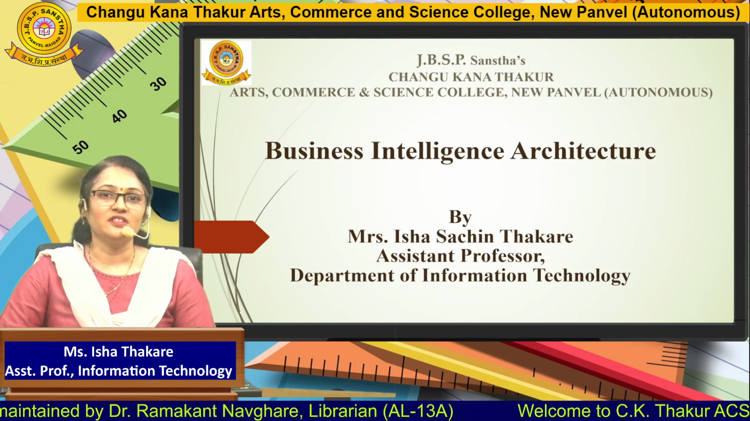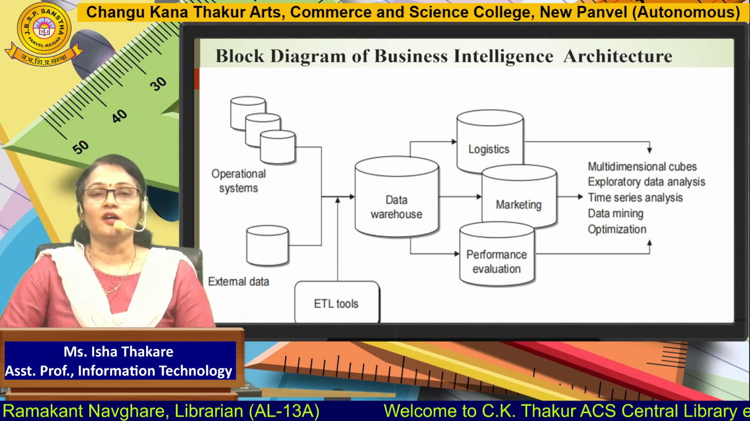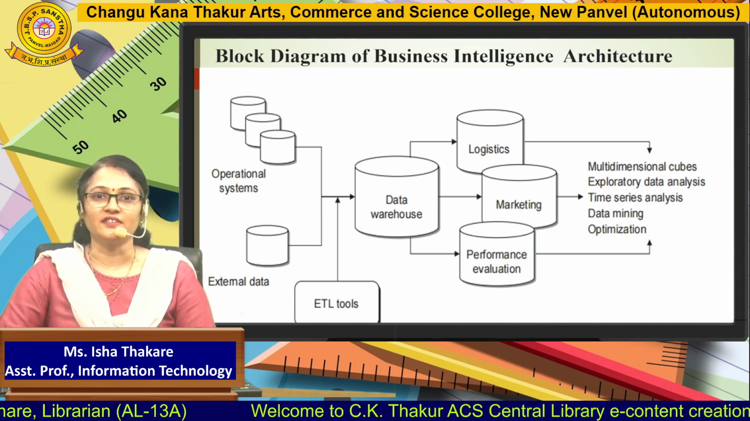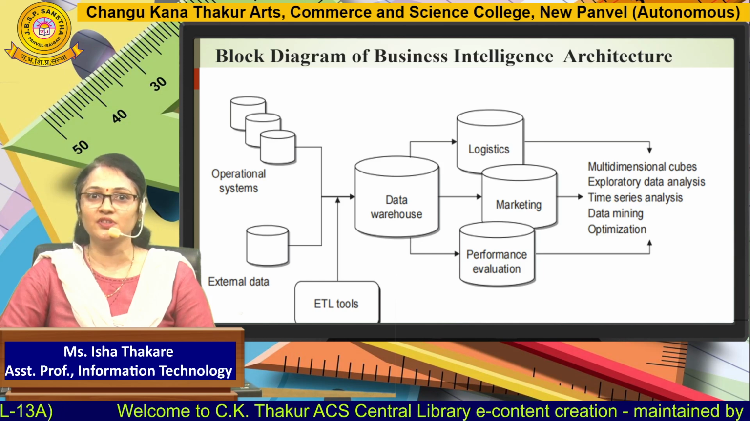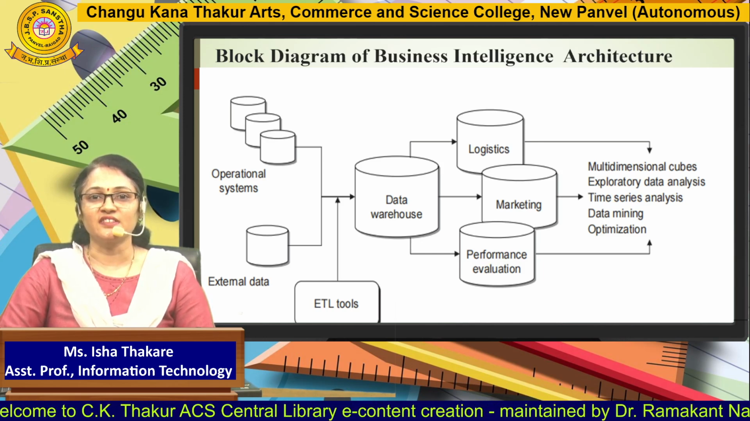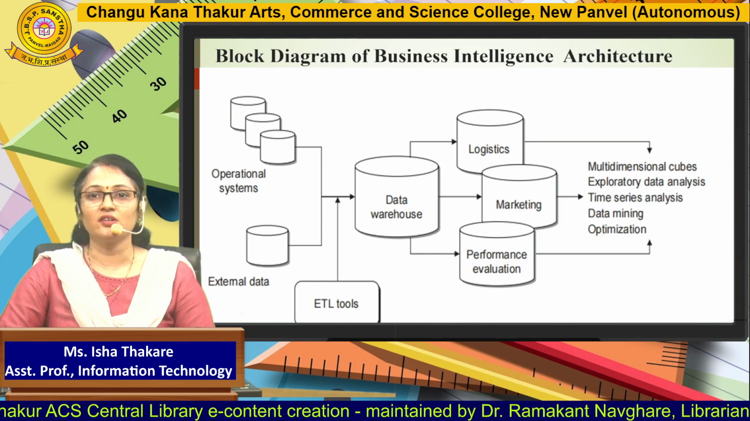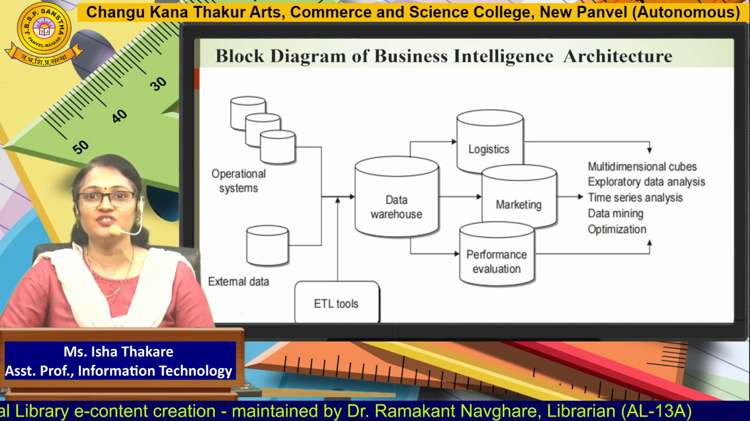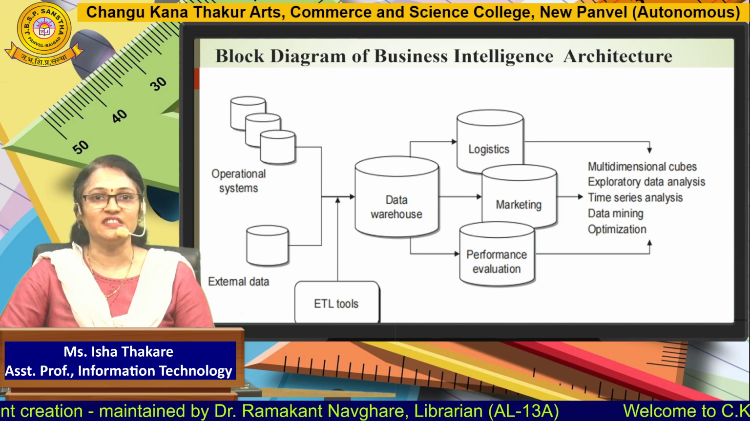Today we are going to see business intelligence architecture. Now, this is the block diagram of the business intelligence architecture. It is divided into three tiers. First is the source system, then the second tier is the ETL tool and the data warehousing, and the third one is logistics, marketing and performance evaluation, which are the applications of business intelligence.